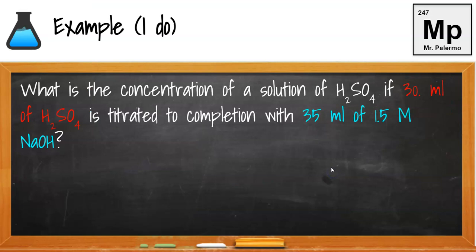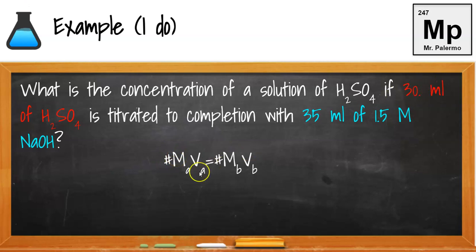So let's look at an example using a titration for a diprotic solution. What is the concentration of a solution of H2SO4 if 30 mLs of H2SO4 is titrated to completion with 35 mLs of 1.5 molar sodium hydroxide? So first we're going to write our formula, and we recognize now that it's a diprotic acid here, H2SO4, so we're going to account for that by putting a 2 out in front of the concentration of our acid.